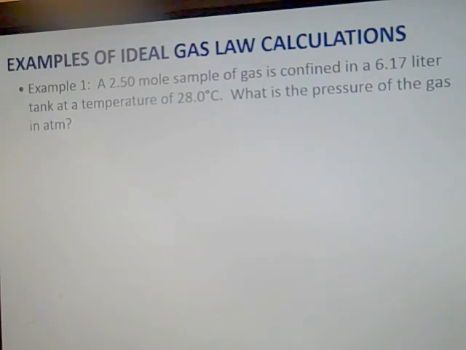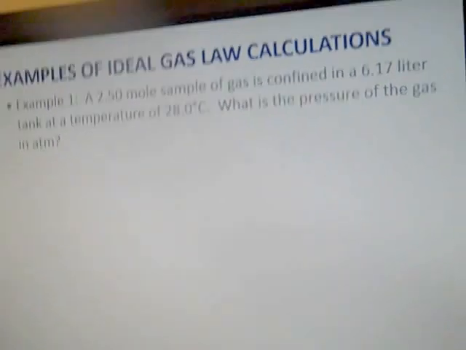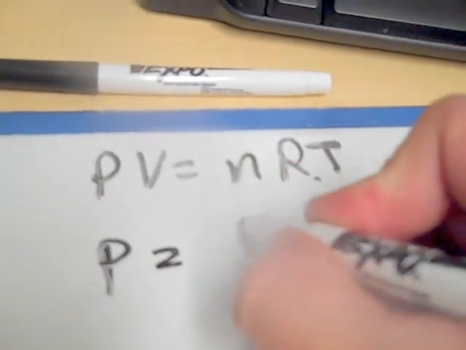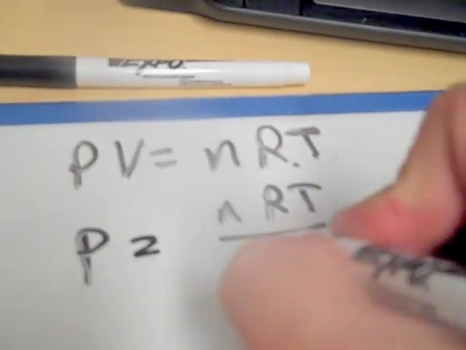So here's the question. A 2.50 mole sample of gas is confined in a 6.17 liter tank at a temperature of 28 degrees C. What is the pressure of the gas in atmospheres? So basically, how do you solve for that? The question is asking for the pressure of the gas in atmospheres, so you just need to rearrange the ideal gas law. For this type of question, P is equal to nRT over V, just like that.